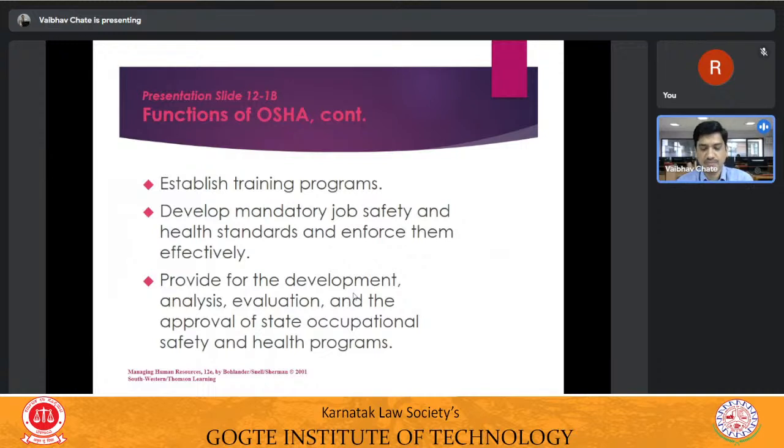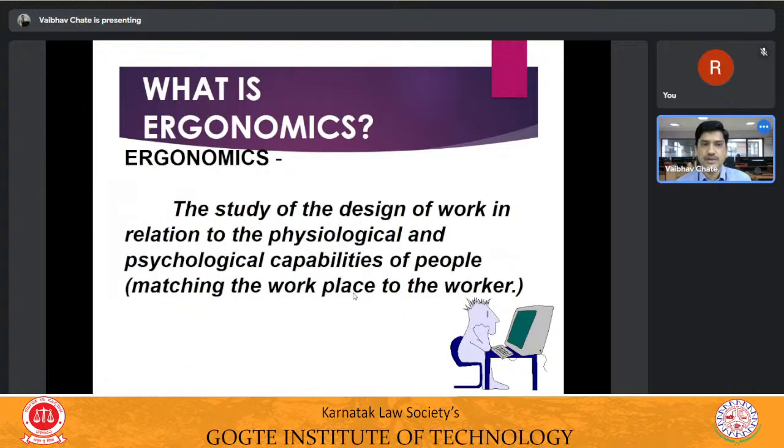And apart from that, we are going to understand the supervisory role in accident investigation, how to investigate, how to make the right observations so that a non-compliance report can be prepared. The second unit is connected with ergonomics.